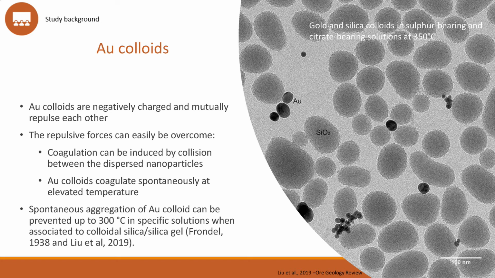and be deposited. But there are two experimental studies, a very old one and a very recent one, that show that gold colloids can be stable in a solution if they are associated with colloidal silica. Colloidal silica will increase the repulsive forces between the gold colloids, and it will also act as a barrier protecting them from aggregation.